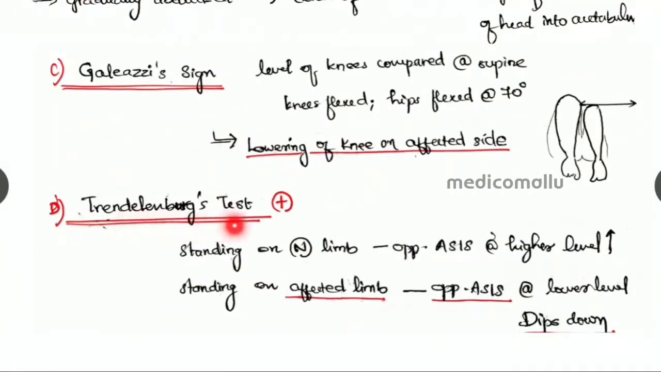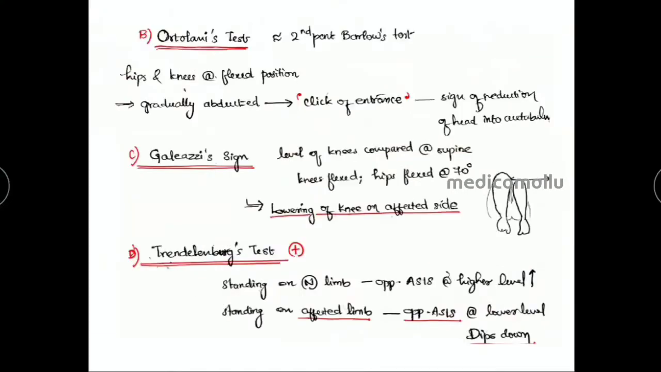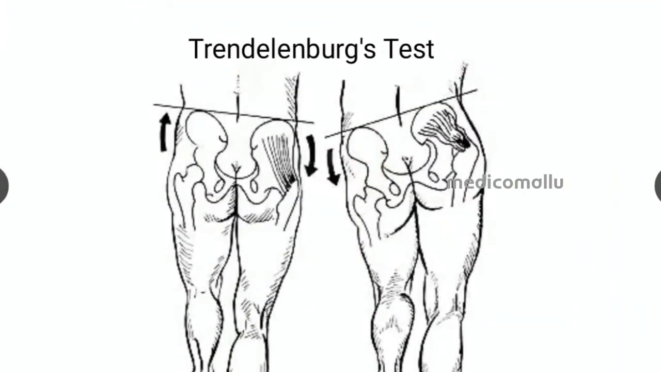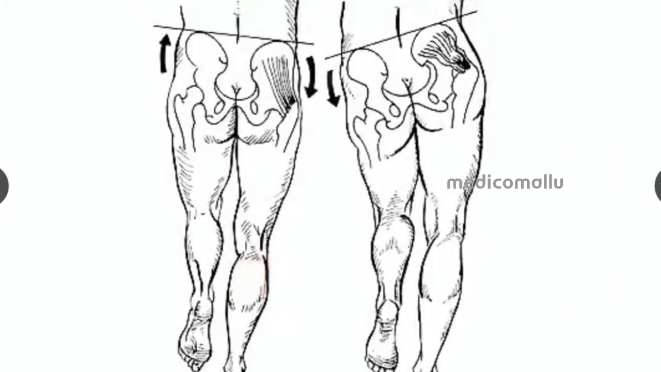The last test is the Trendelenburg's test. Standing on the normal limb, usually the opposite side anterior superior iliac spine will be at a higher level, and that is in case of a normal limb. This is the normal limb.